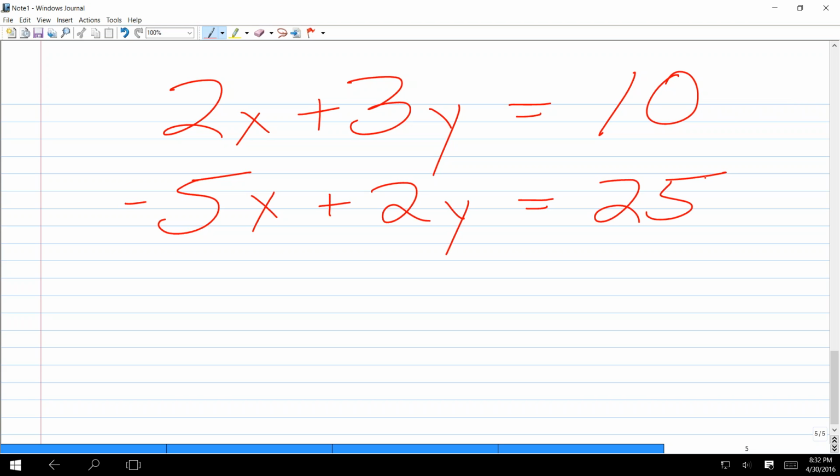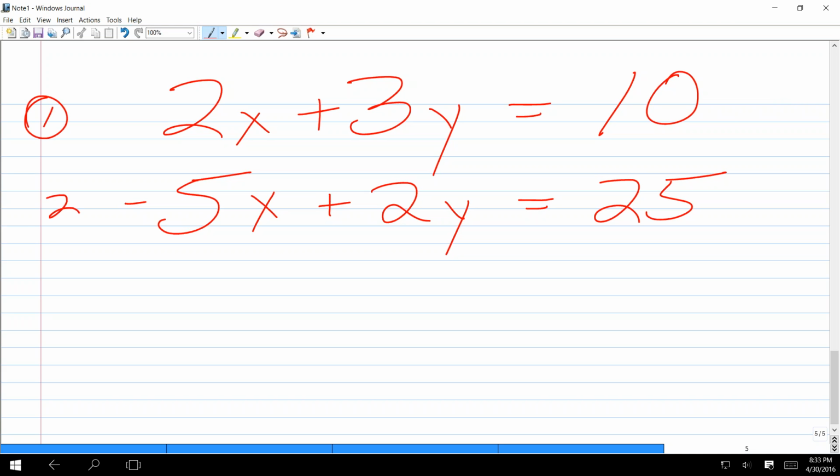Again, it's important to recognize that these two equations are completely different. One is not just a multiple of the other. That's the key. But also notice that there's no way I can add these things together or subtract them and have a variable get eliminated. And that's the key. We want to eliminate a variable.